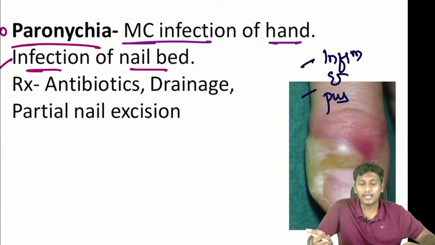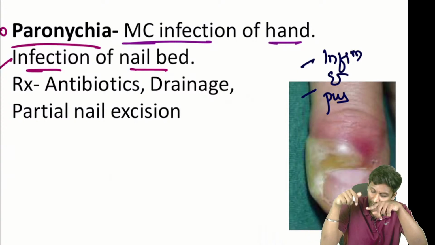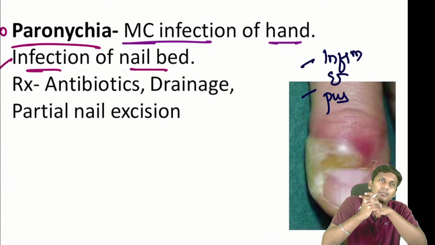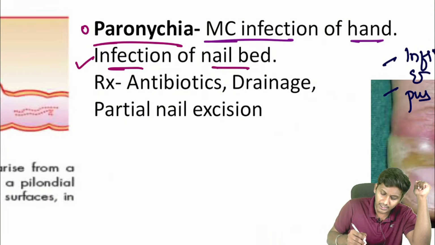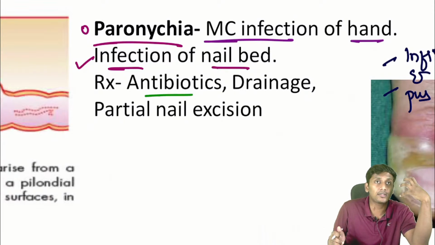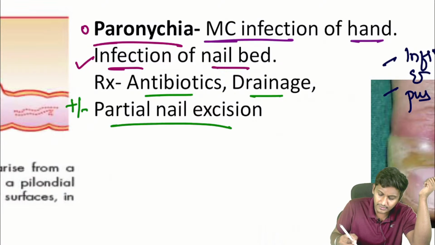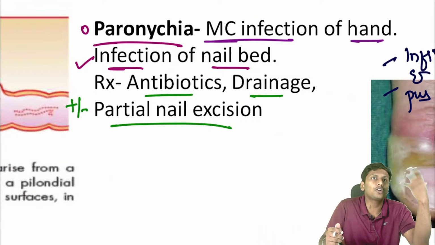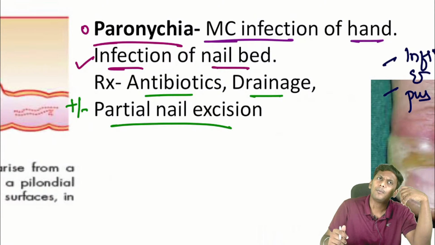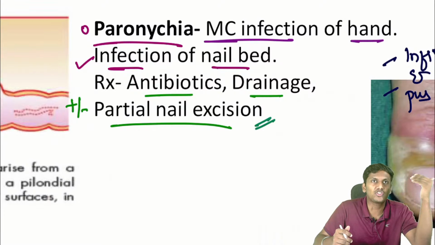What are the signs of inflammation? The patient is going to have pain, redness and swelling, and then definitely there will be collection of pus also at the site. What is the treatment for this? Definitely the treatment is going to be antibiotics, because it is an infection. As there is pus, there should be pus drainage also, which should be done with or without partial nail excision. Sometimes we might require a nail excision, but not always. Har case mein nahi chahiye hota, but in a lot of cases we also need to do a partial nail excision.